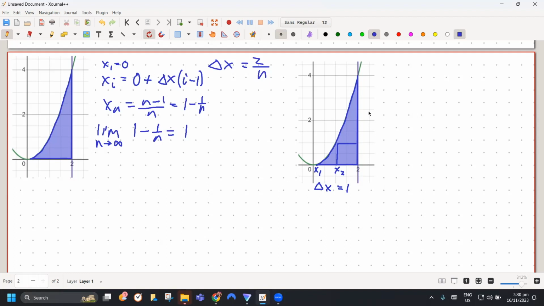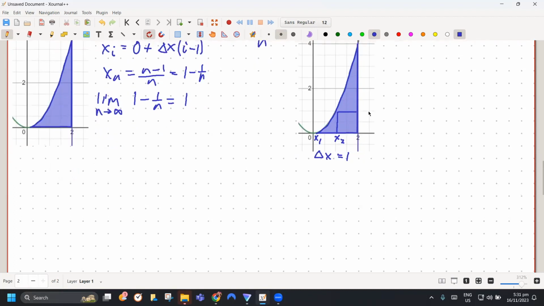So, the original graph, the one on the left side, copy that one, because it has no markings. Then subdivide into 3 subintervals. We want to look at the n equals 3 case, just to make sure that it actually works.